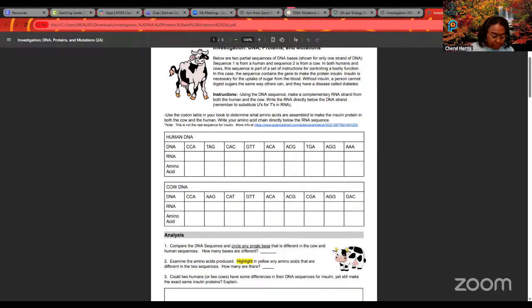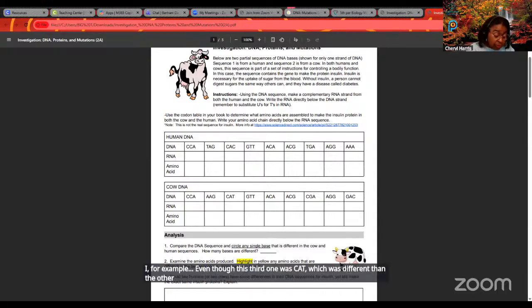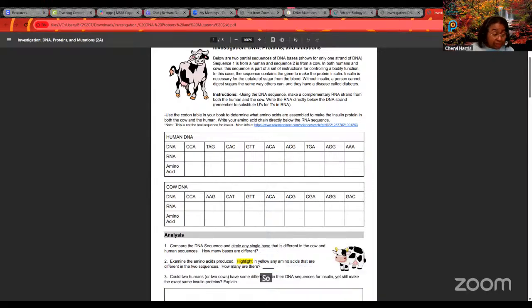For example, even though this third one was CAT, which was different than the other one, they both gave you the same code for valine. So that amino acid is not different. It's the same. So we wouldn't highlight that.